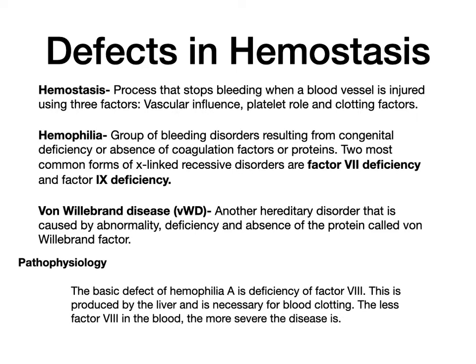Defects in hemostasis. Hemostasis is the process that stops bleeding when a blood vessel is injured, using three factors: vascular influence, platelet role, and clotting factors. Hemophilia is a group of bleeding disorders resulting from congenital deficiencies or absence of coagulation factors or proteins. The two most common forms, X-linked recessive disorders, are factor VIII deficiency and factor IX deficiency. Von Willebrand disease is another hereditary disorder caused by abnormality, deficiency, or absence of the protein called von Willebrand factor. In pathophysiology, the basic defect of hemophilia A is deficiency of factor VIII. This is produced by the liver and is necessary for blood clotting. The less factor VIII in the blood, the more severe the disease is.